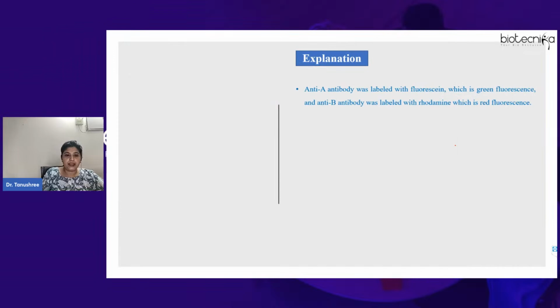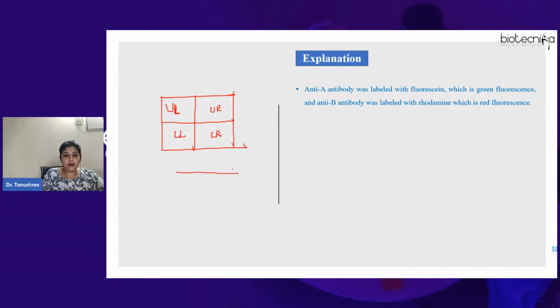I told you that what you need to do is just draw a square divided into four quadrants. You have upper right, lower right, lower left, and upper left. So always remember, if you are plotting NTA fluorescence here, that is the NTA antibody labeled with the fluorescent dye, which emits green fluorescence. So basically, just consider it to be a starting point.